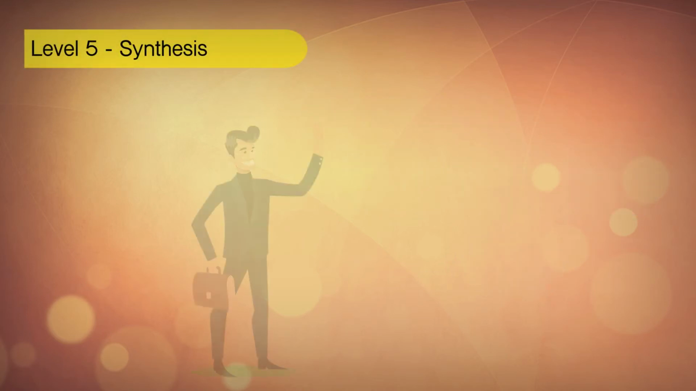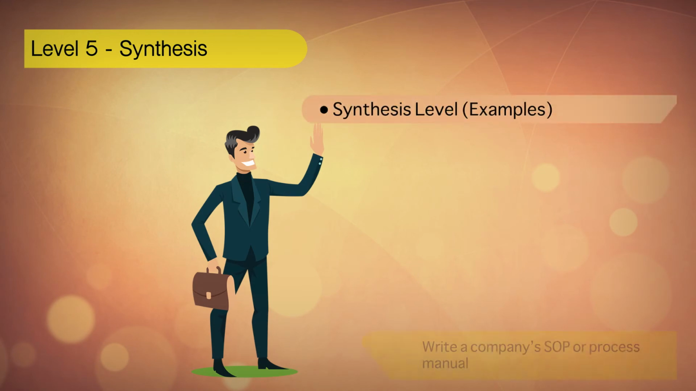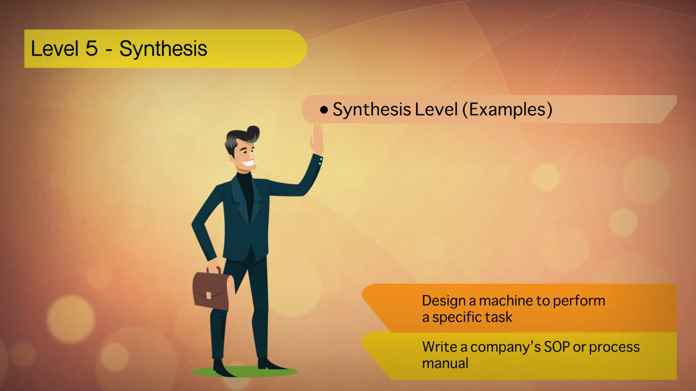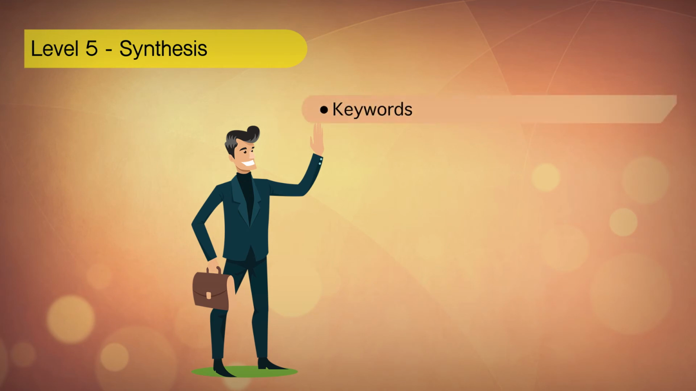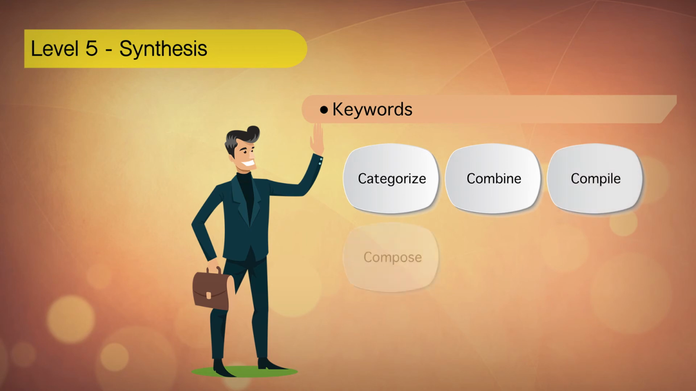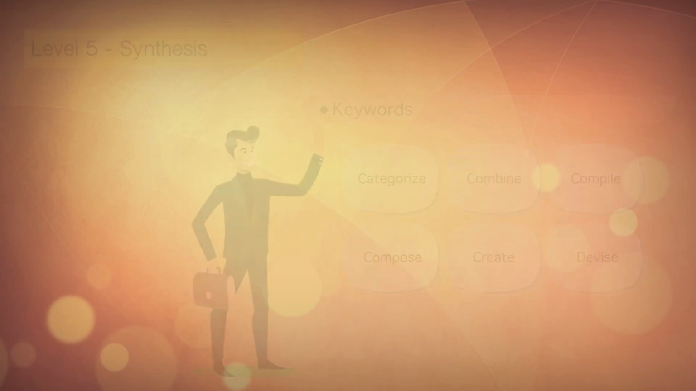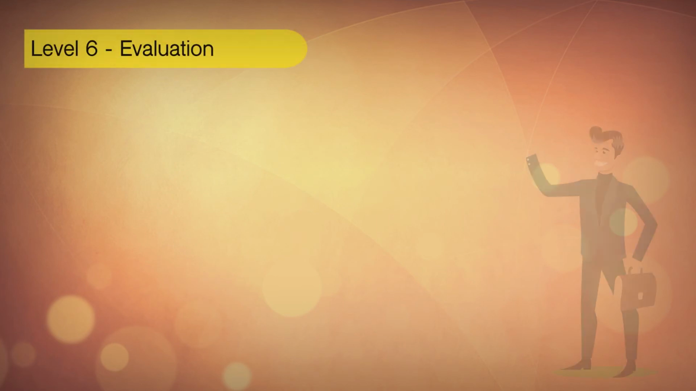The examples for synthesis level will be write a company operations or process manual, design a machine to perform a specific task, integrate training from several sources to solve a problem, revise a process to improve the outcome. And the keywords would be like categorize, combine, compile, compose, create, devise, and etc. At level 6, it is evaluation.